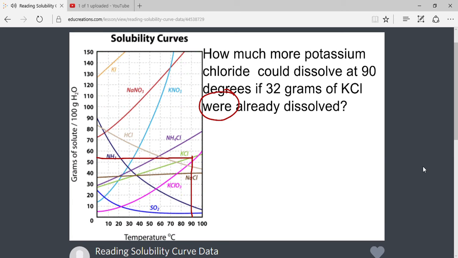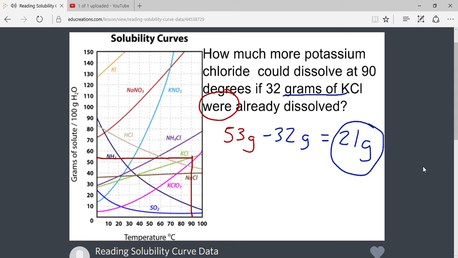The saturated value at 90 degrees would be 53 grams of KCl. However, in the words it says that only 32 grams of KCl has been dissolved. Therefore, by simple difference, we can see that the solution is not yet at the saturated state, or we could say it is unsaturated. Therefore, there is room for 21 more grams of KCl to dissolve because it is in an unsaturated state at this temperature.